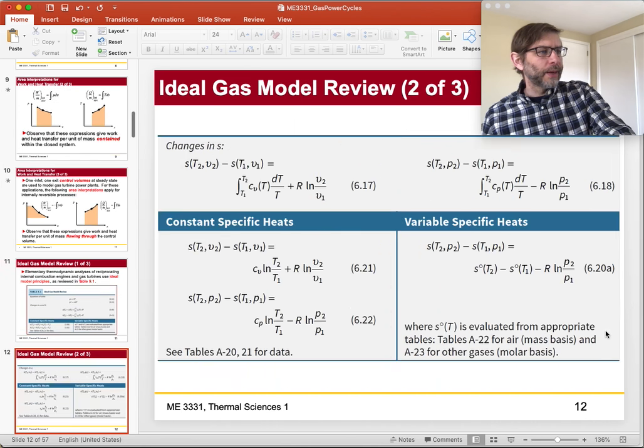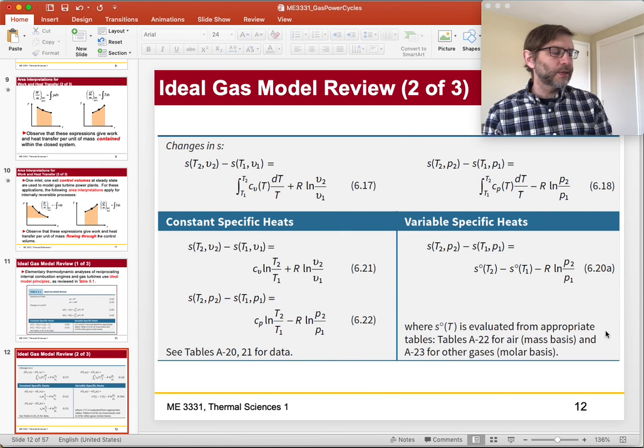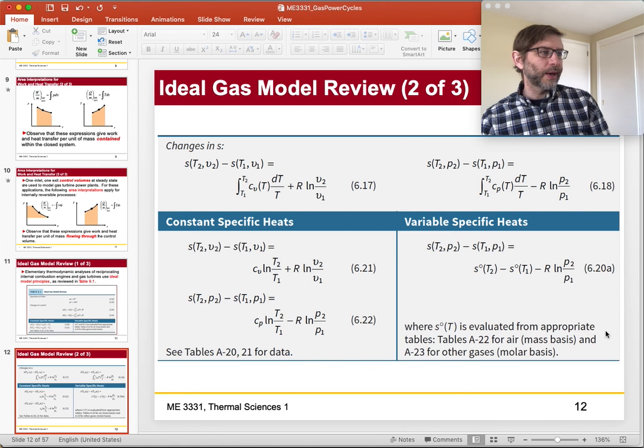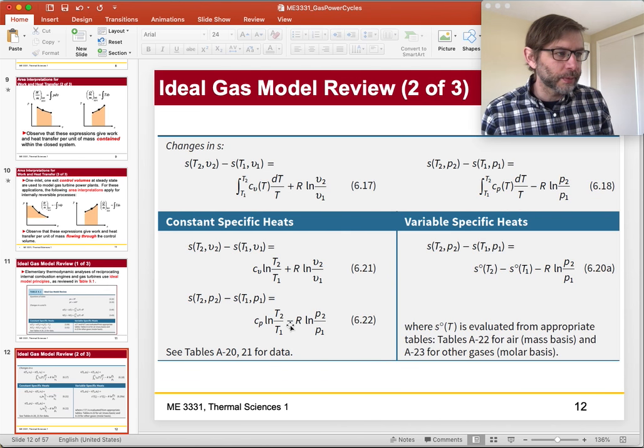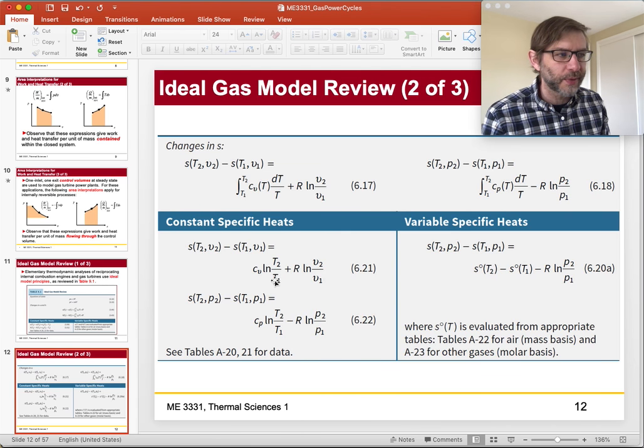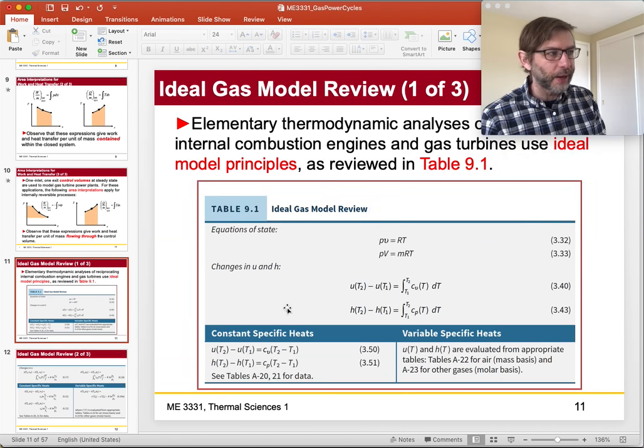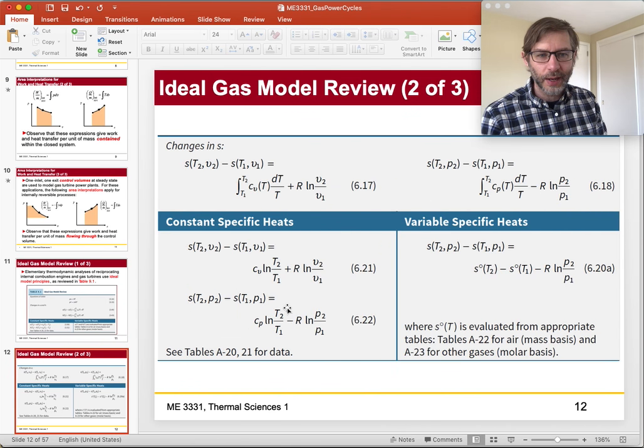Here we go, changes in entropy. This is the TdS equation. You can see this is the change in entropy for an ideal gas. For variable specific heats, you have to use this s naught, which we find in the tables, and then this pressure correction term. Whereas in the case of constant specific heats, you use these constant specific heat equations. Please review these equations. This is really important for an ideal gas, looking at these equations and understanding how to use them. I would really suggest making sure you know where to use these equations and when. That's really important. These are specific to ideal gases.